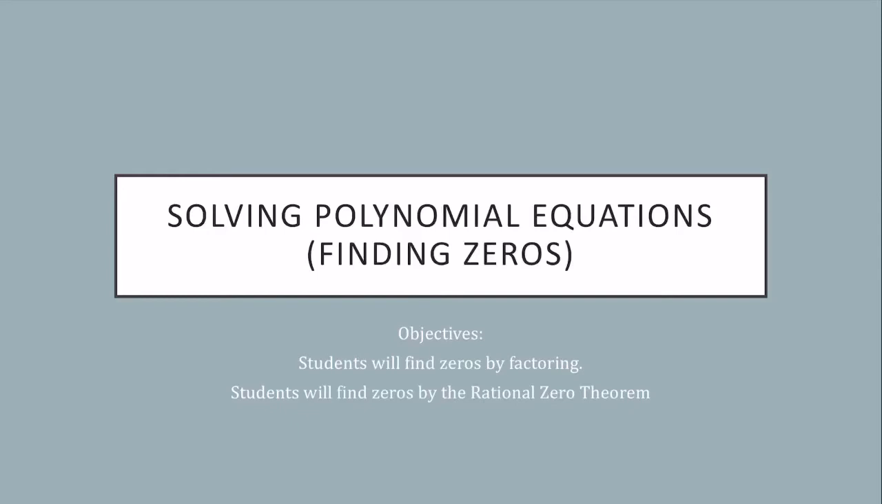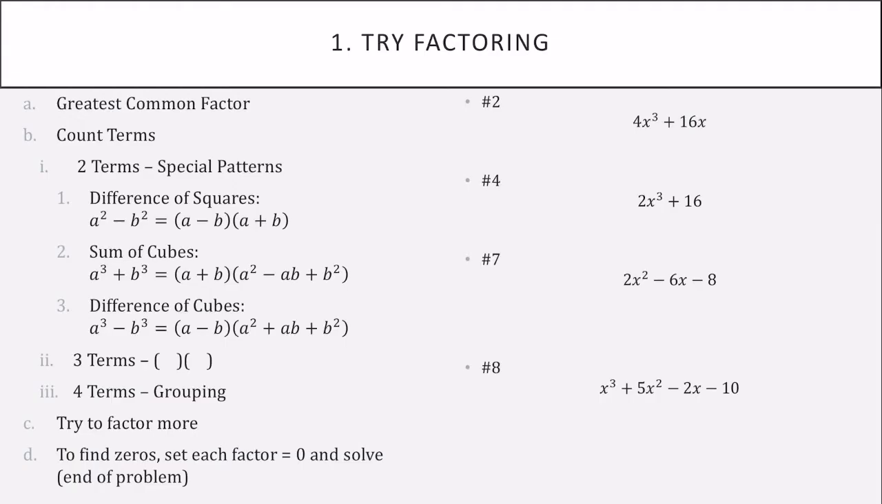So, a review of solving polynomial equations. There actually aren't any equations here, but finding zeros. So you'll find zeros by factoring and using the rational zero theorem. Alright, so factoring. Step one is factoring because it's usually easiest.